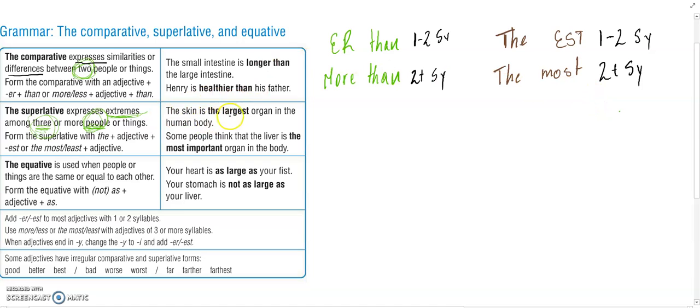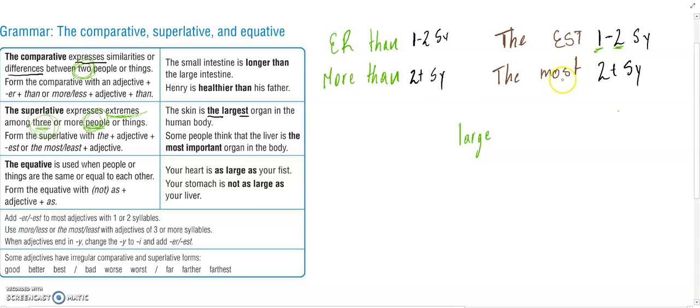It says the skin is the largest. You see, we have the largest, we have the, and the ending est. Our adjective in that example is large, right? So large has 1 or 2 syllables. So we say largest. Okay? So that's why we use est. And remember, we need the word the before largest.